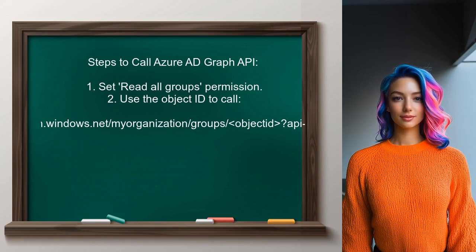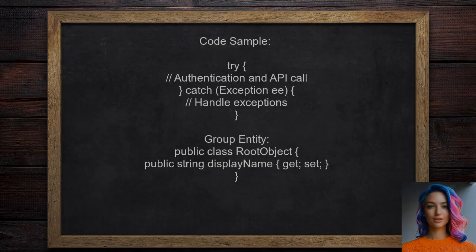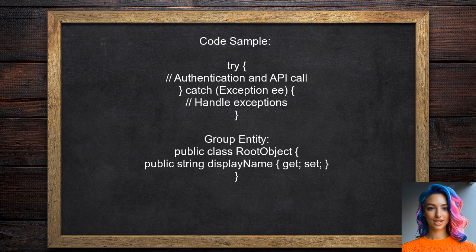First, ensure you have the necessary permissions set up in your app. Then, use the object ID to make a request to the Graph API. The provided code sample demonstrates how to authenticate and retrieve group details. It includes error handling for unauthorized access and shows how to deserialize the response to get the group name.